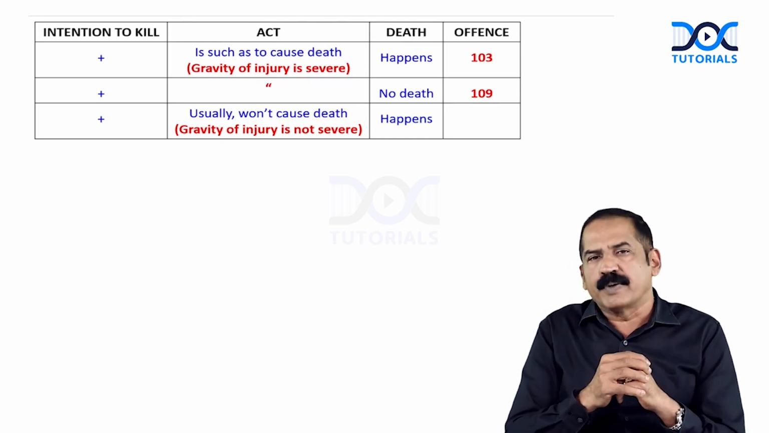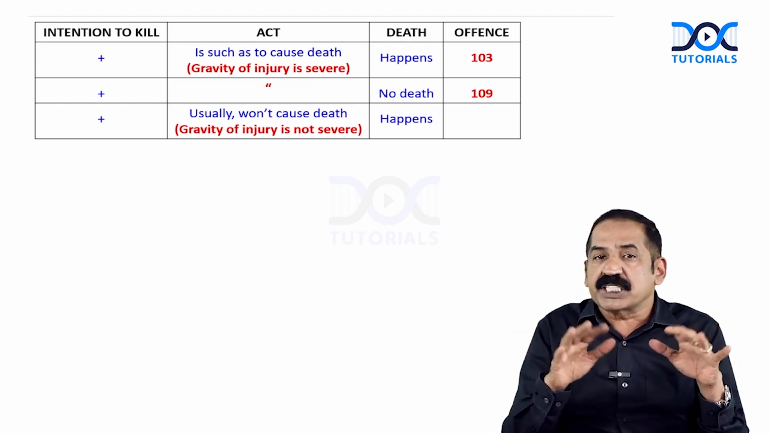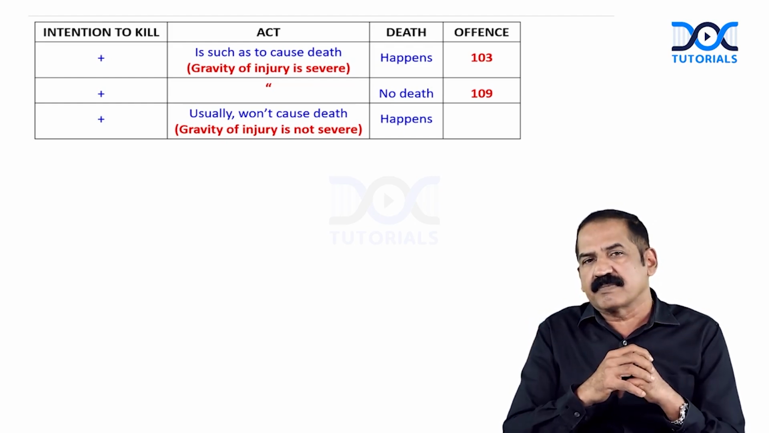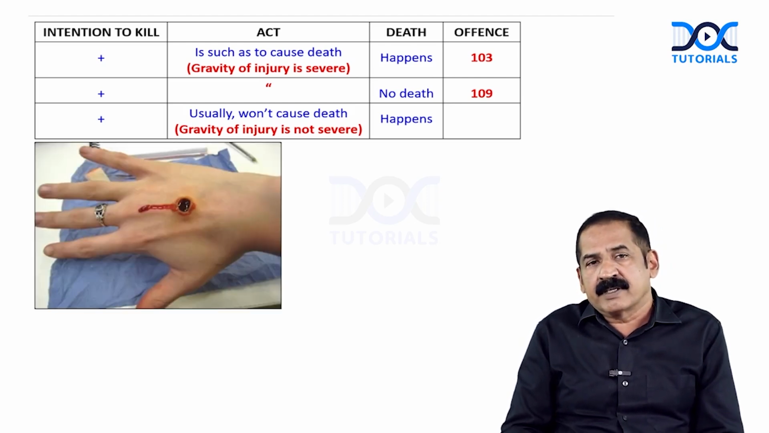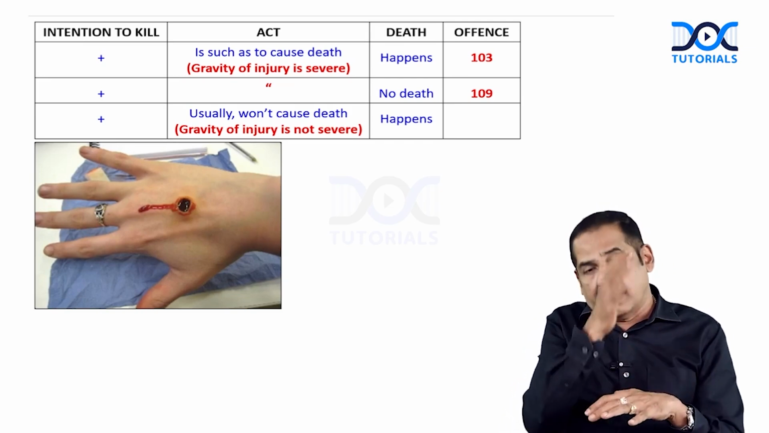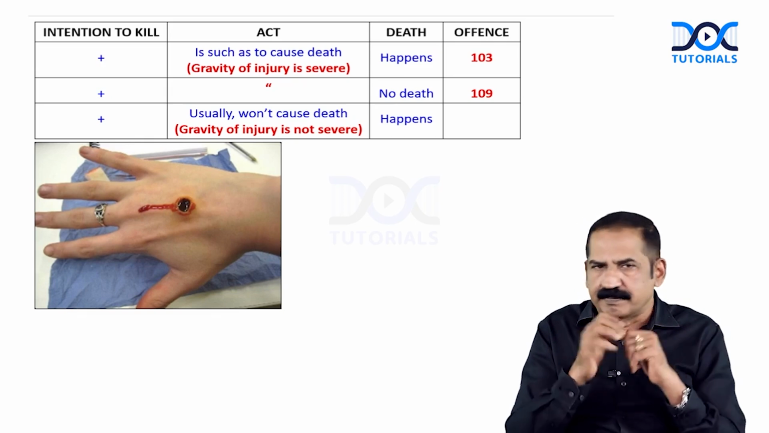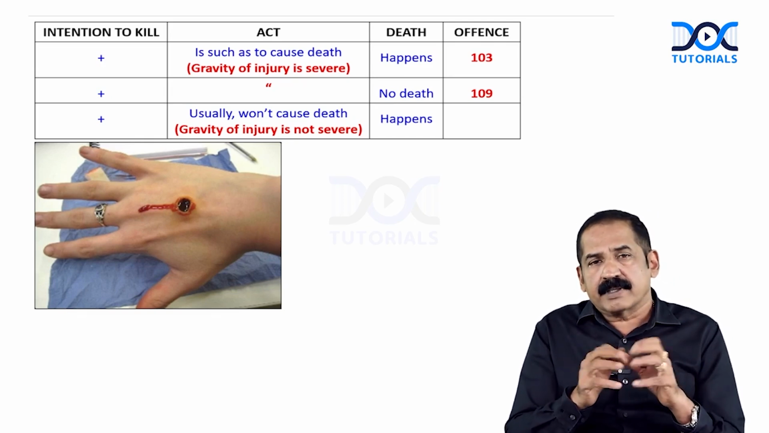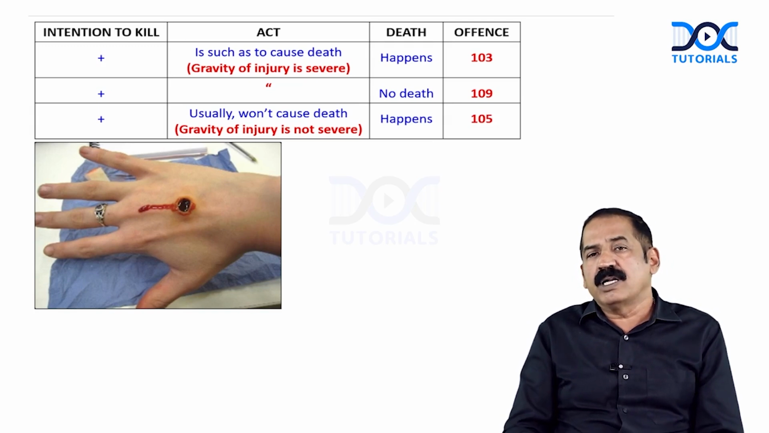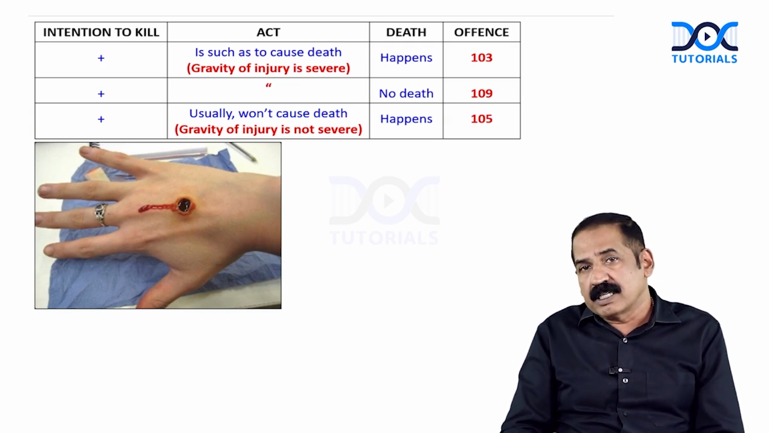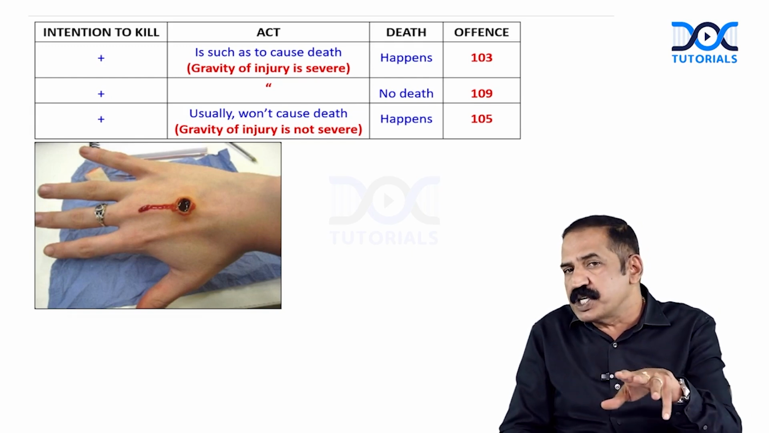Now, again I have an intention to kill. I inflict one injury on my victim. Gravity of injury is not severe. That means the injury I caused is not sufficient in the ordinary course of nature to cause death. It usually won't cause death. But unfortunately for him, he dies. For example, I shoot a person on his palm. Then it comes out on the other side, a perforating gunshot injury. In ordinary circumstances, this injury is not sufficient to kill a person, but unfortunately, he is diabetic, he suffers from septicemia, and at last he dies of septicemia. Now, I am punishable under section 105 of Bharatiya Nyaya Sanhita for culpable homicide not amounting to murder. It is not amounting to murder because this injury is not sufficient in the ordinary course of nature to cause death.